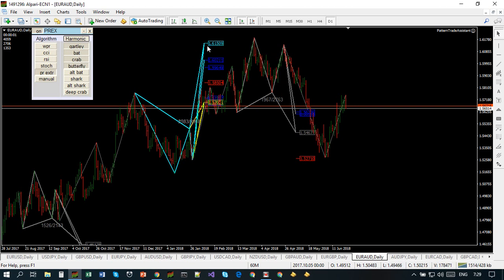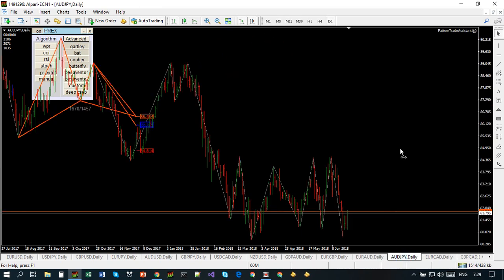So when the patterns have failed, the next level to pay attention to is this crab pattern, and in the majority of cases it works pretty well. It is an extreme extension pattern because of the 161.8 extension reversal level.